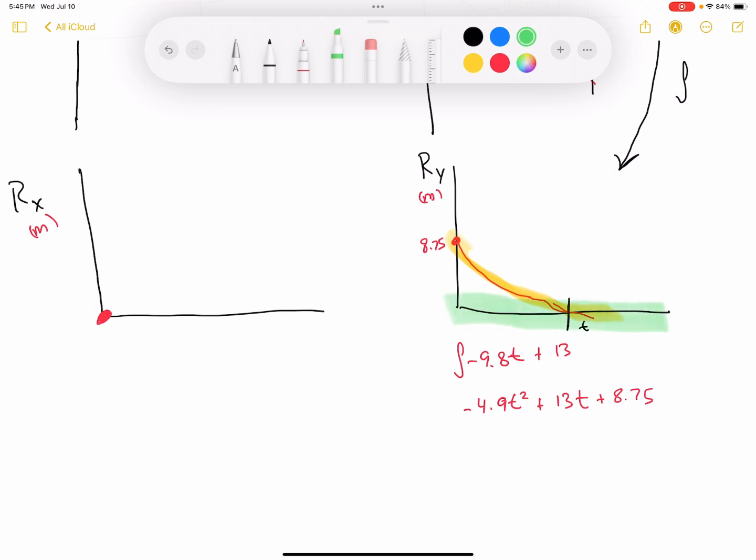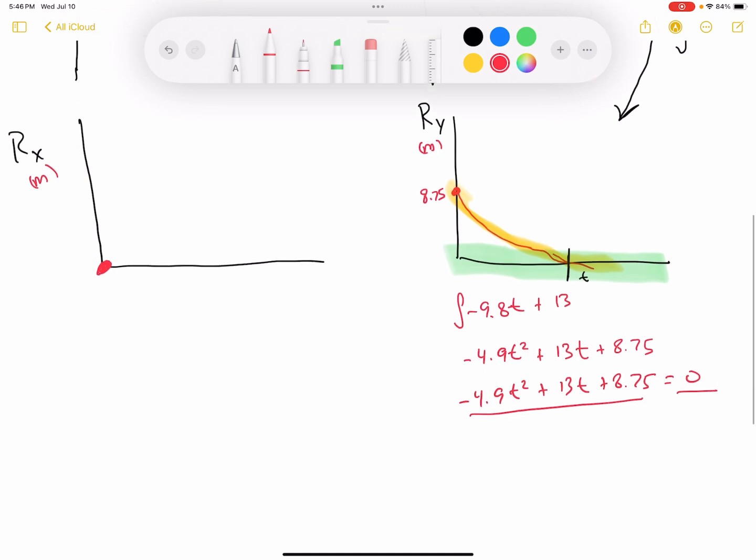So there's two functions. There's the negative 4.9t squared plus 13t plus 8.75, and then there's the function 0, where y equals 0. And what I want to know is where do those functions intersect? So what I can do is just set them equal. I can just say negative 4.9t squared plus 13t plus 8.75 equals 0. So this basically says I have a function over here and I have a function over here. Where do these two lines intersect?